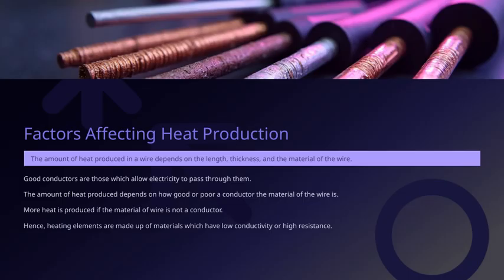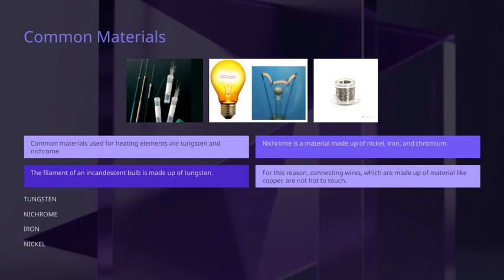So, understanding these factors helps us choose the right materials for specific electrical applications, especially when heat generation is a critical factor. When it comes to materials used for heating elements, two of the most common are tungsten and nichrome. These materials are chosen because of their ability to withstand high temperatures without melting or breaking down. For example, the filament in an incandescent bulb is actually made from tungsten, which is excellent at handling the heat and providing the right amount of resistance. Tungsten is known for its very high melting point, making it ideal for such applications.